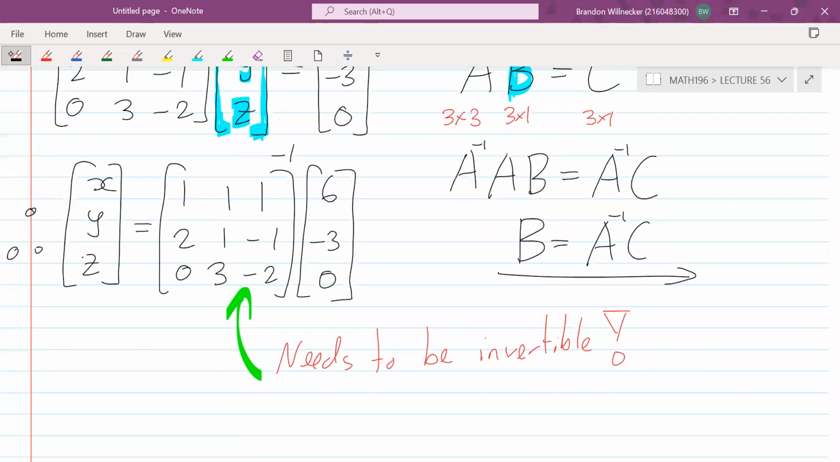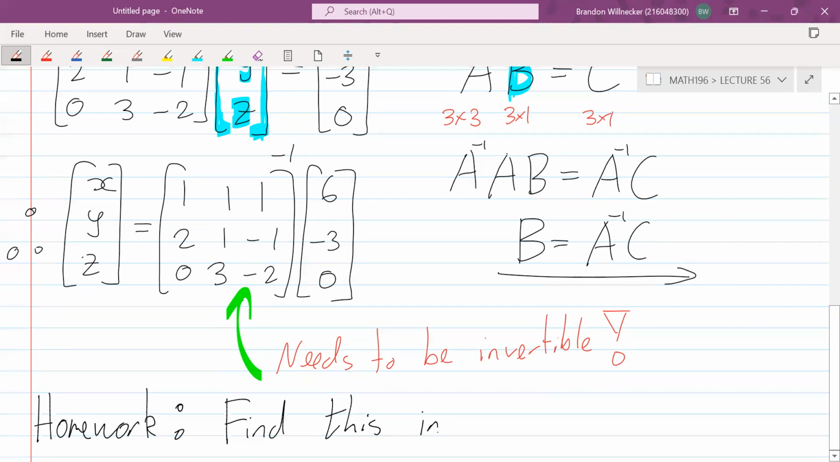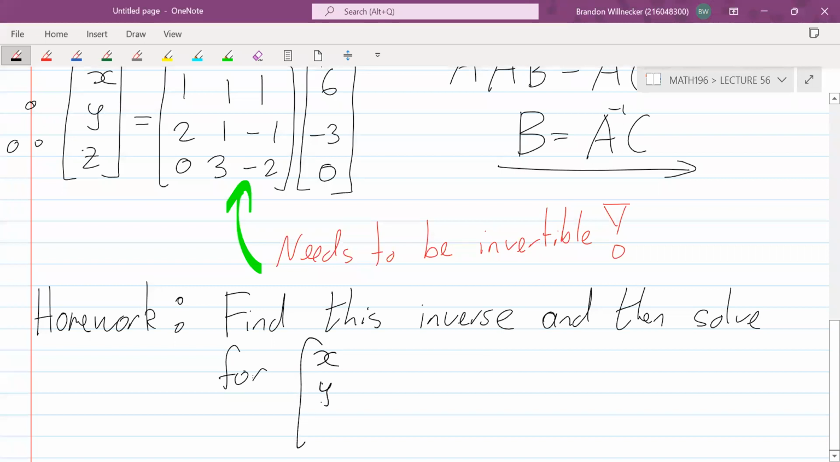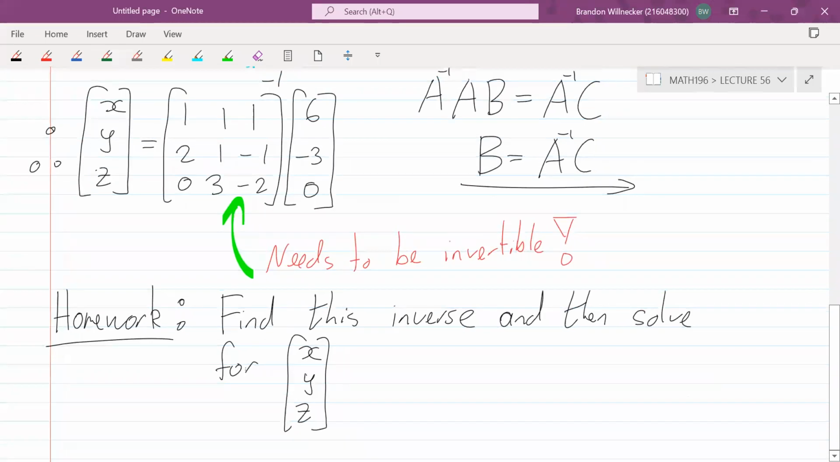Okay, so final homework for today. Find this inverse, using the method we had before. Remember, you check the determinant, you do the transpose, you find all those 9 determinants, and then you get your final matrix from there. So find this inverse using that method, and then solve for x, y, z. Okay, so that's the last bit of homework there.